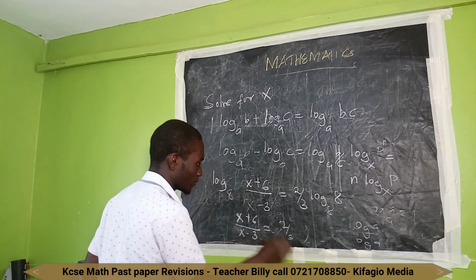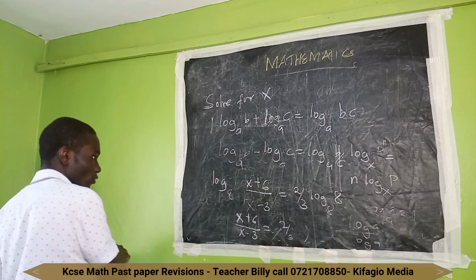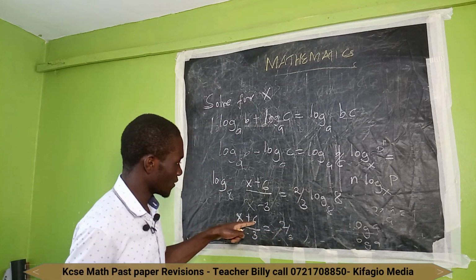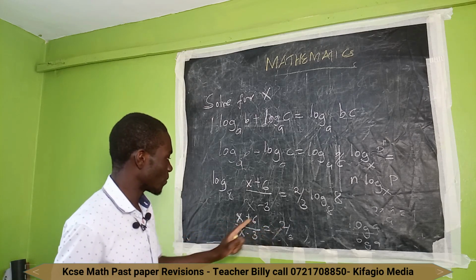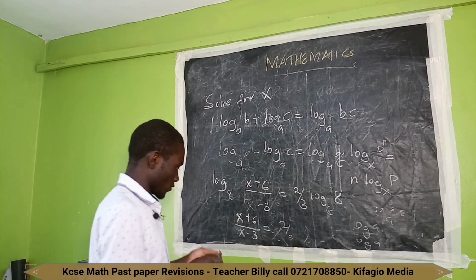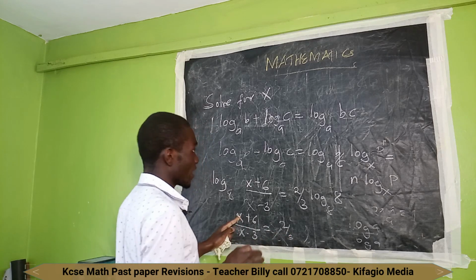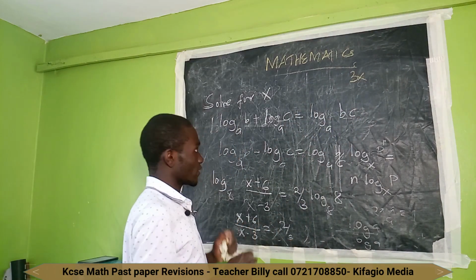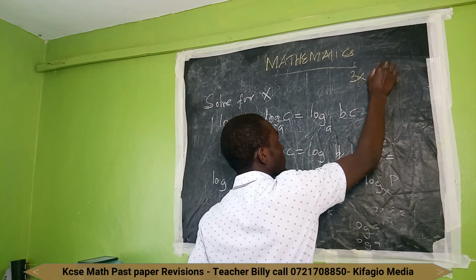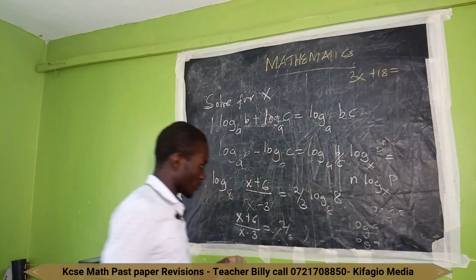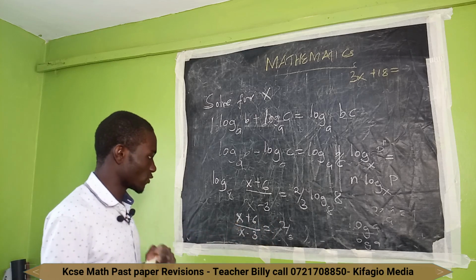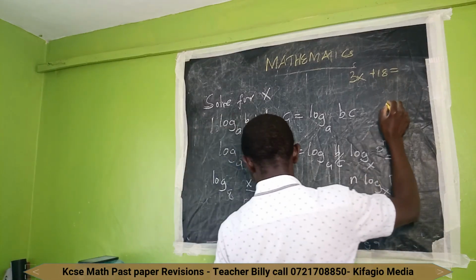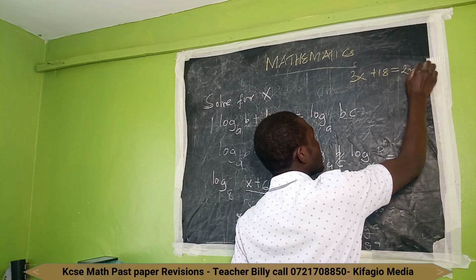Then cross multiply. If you cross multiply, we'll have 3 multiplied by (x plus 6) is equal to 2 multiplied by (x minus 3). So what will we have? 3 multiplied by x is 3x, and then 3 multiplied by 6 is what? 18. So 3x plus 18 is equal to, we are cross multiplying, 2 multiplied by x is 2x. Then 2 multiplied by minus 3 is what? Minus 6. So we are having 2x minus 6.